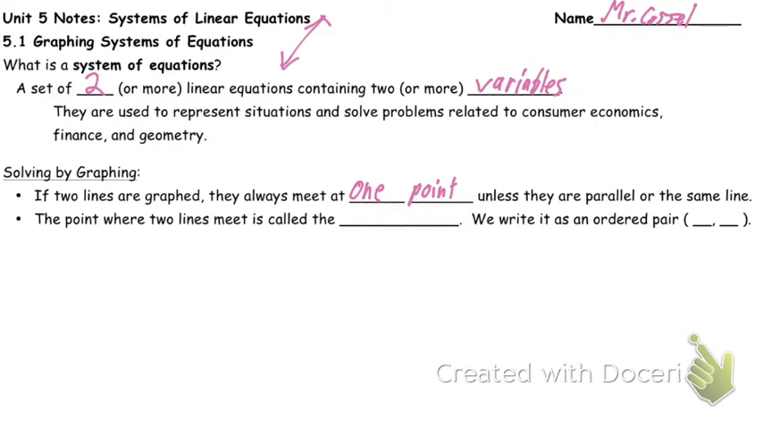So the point where the two lines meet, because we're talking about how almost always they're going to meet at one point, where they meet, we call it the intersection.